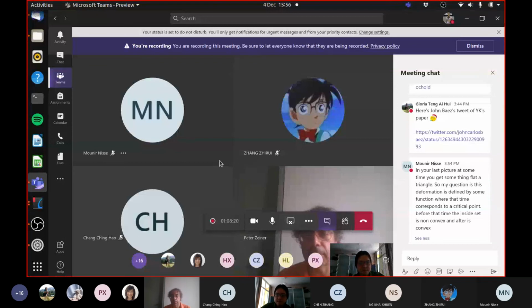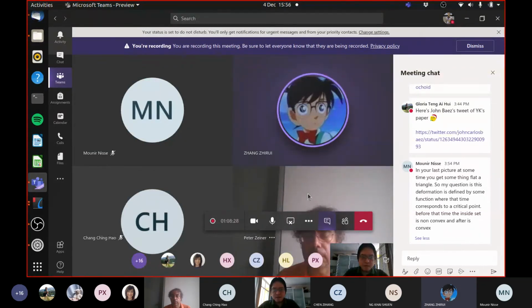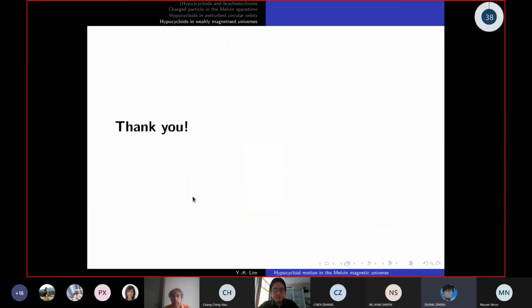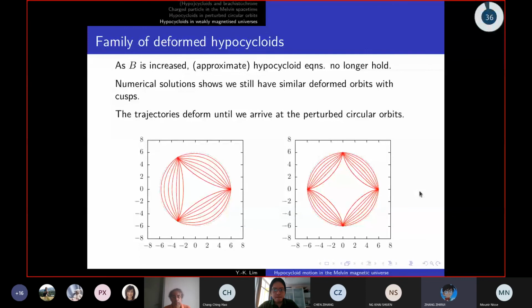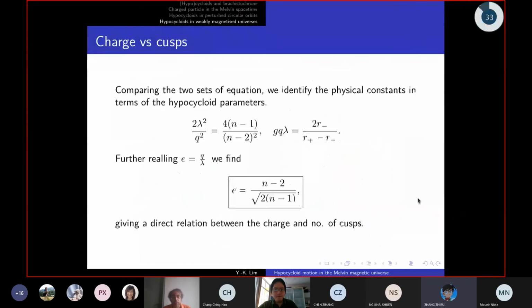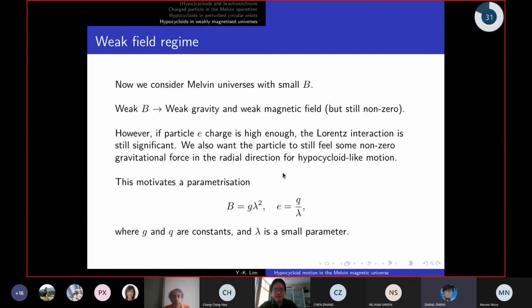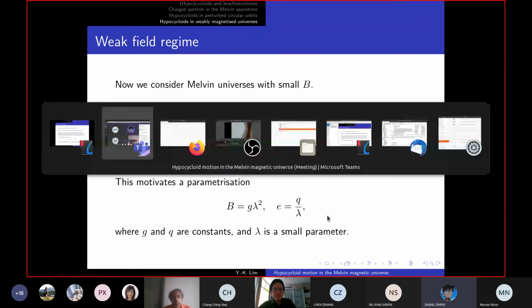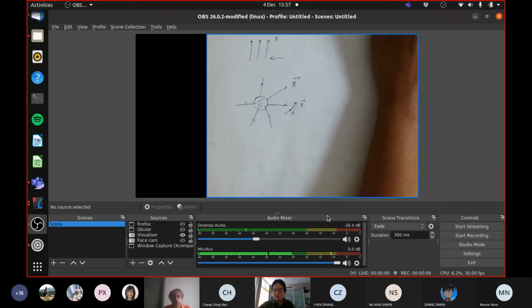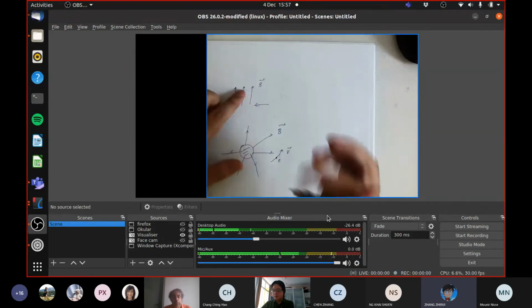Are there further questions? Yes, sir. In the last part, you said that there was a weak magnetic field. Can we know its direction? It's still in the Z direction. Yeah, vertical.